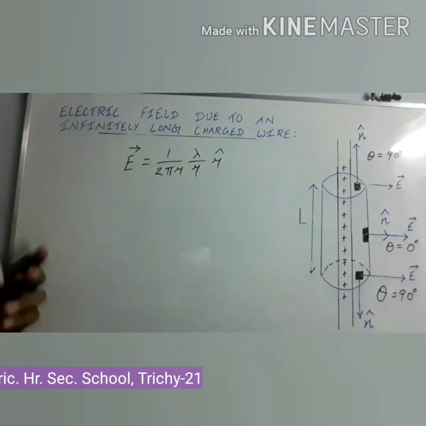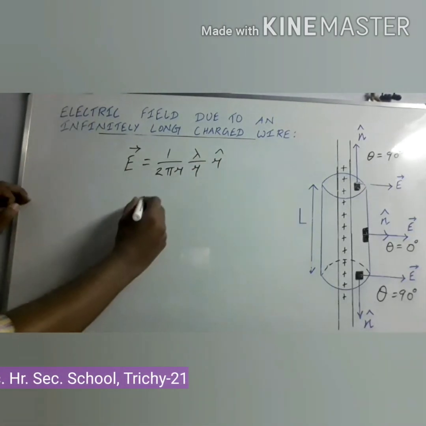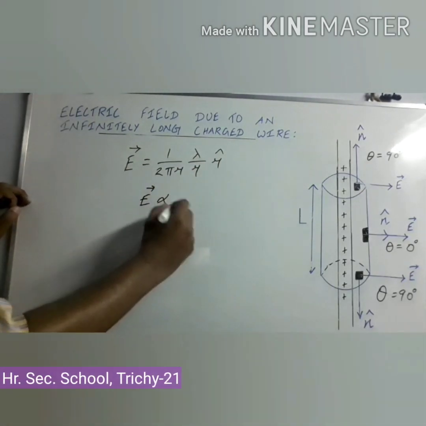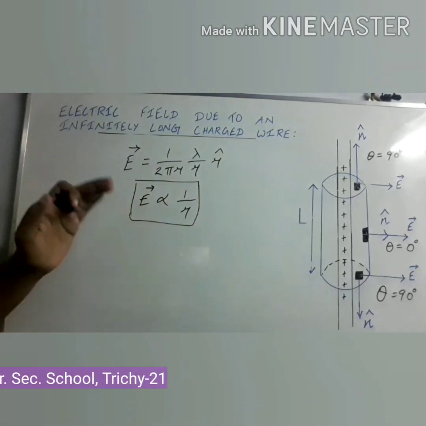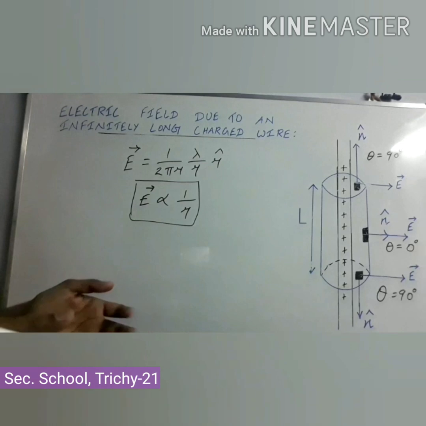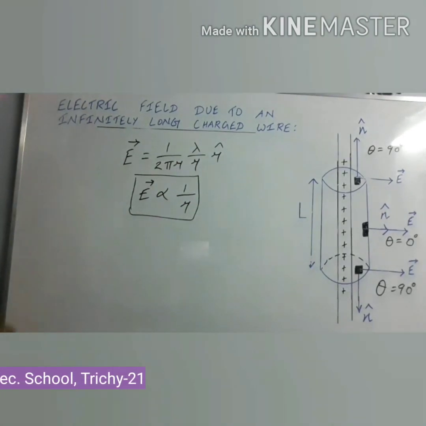So the electric field due to an infinite charged wire depends on 1 by r. But we know that the electric field given by a point charge depends on 1 by r square. That's a remarkable thing in this case.